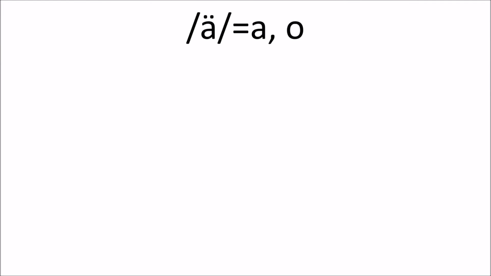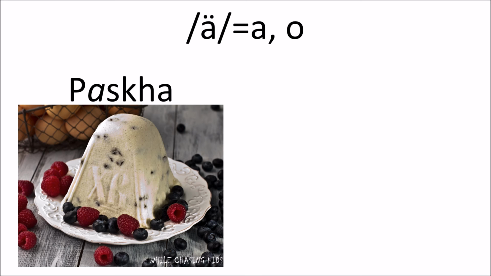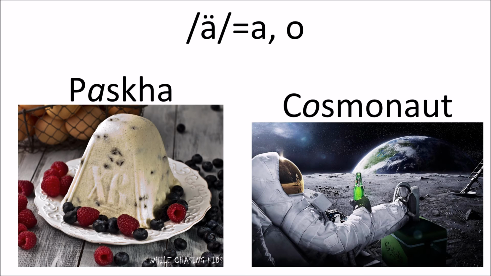Now, when you're talking about the A sound, the A double dot sound, it's usually an A or an O. For example, the word Pascha uses an A and refers to this dessert. There's also, as an example of the O, cosmonaut.